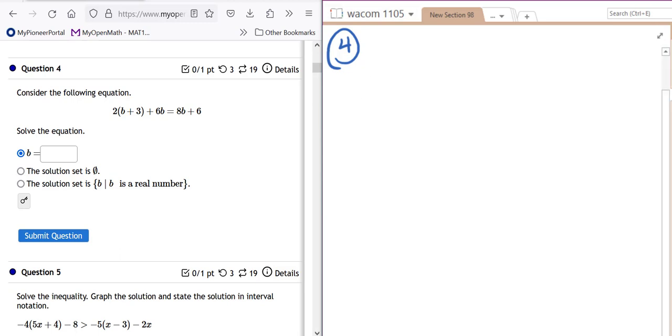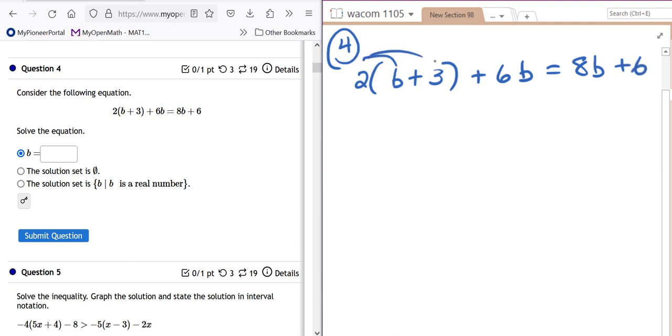Boy, it's hard to write those 6's and b's together, huh? All right, so looks normal, which would mean distribute. So 2b plus 6 plus 6b, and the other side, there's nothing to do. That's an 8b, and that one is a 6.